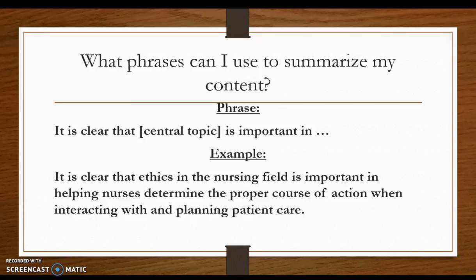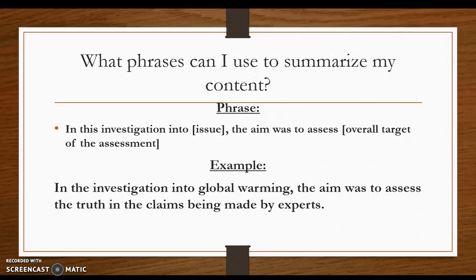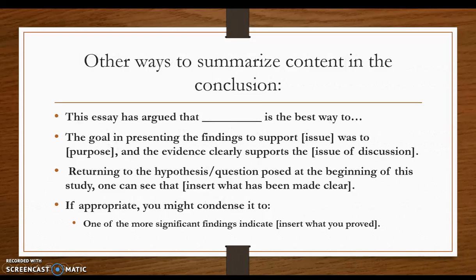Why did I talk to you about this subject? Why is it important? So in this investigation into whatever that issue is, the aim was to assess whatever the overall target of that assessment was. So here it is. In the investigation into global warming, the aim was to assess the truth and the claims being made by experts. So you're telling the reader, this is why it was important, this is significant, this is what we were doing. Here are a few more examples that you might use.